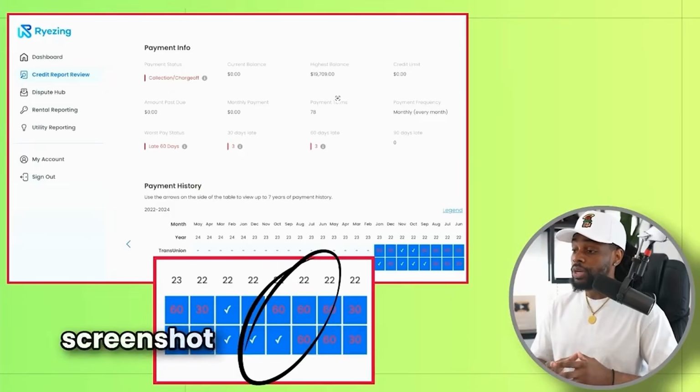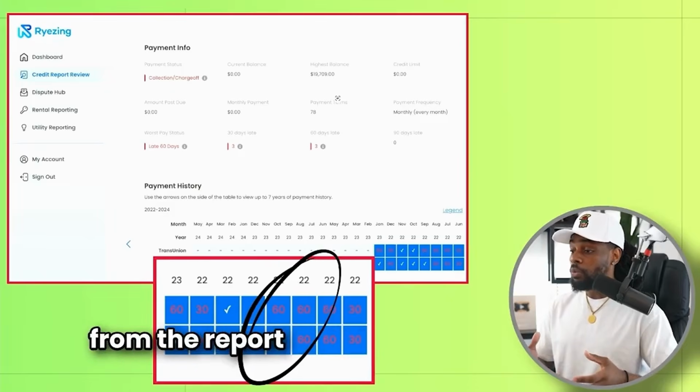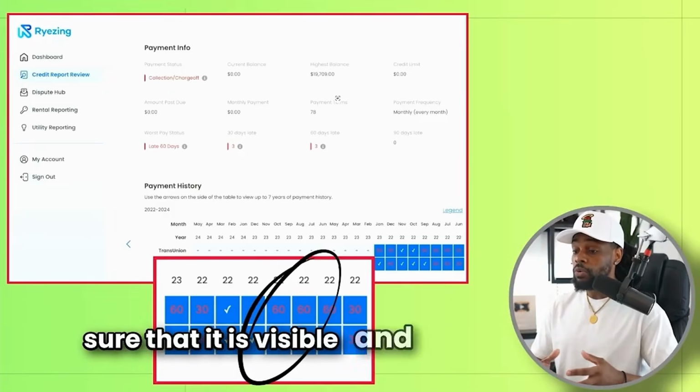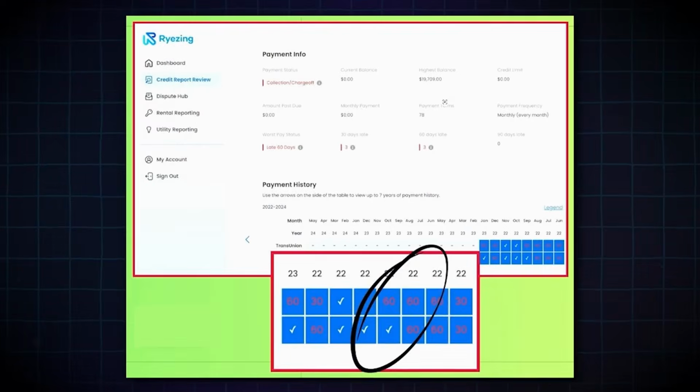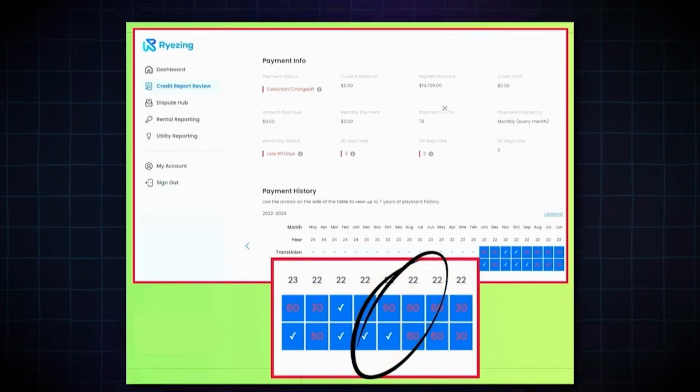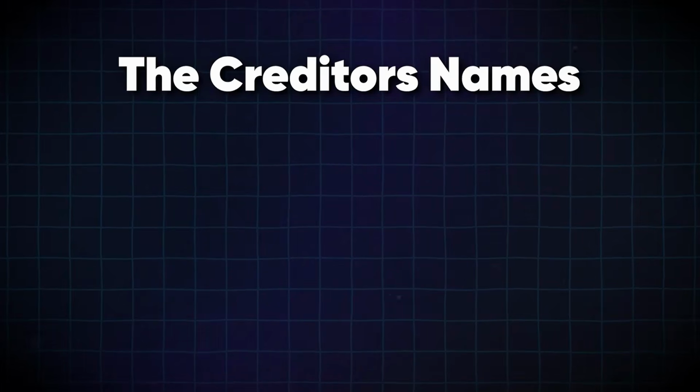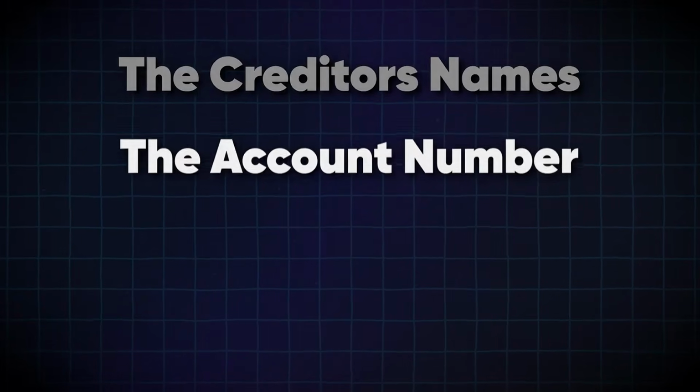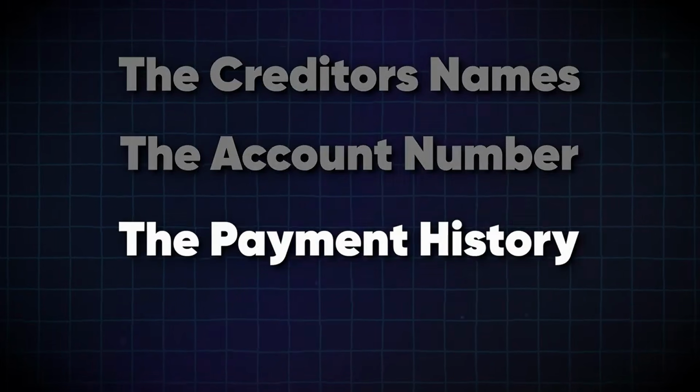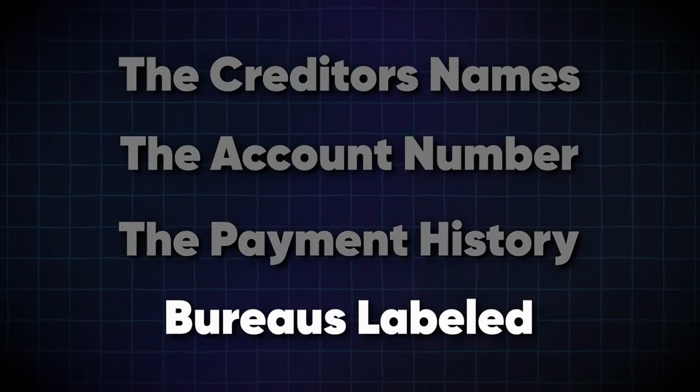Now, when you take your screenshot or you download it from the report page, make sure that it is visible and you can actually see this. So in this example, I did a screenshot, but then I also did another screenshot and made it smaller, and then I circled it. And in the screenshot, you want to make sure that it shows the creditor's name, so it's obvious which account you're talking about, the account number as well, the payment history grid, which is shown right here, and then ideally you want the bureaus labeled so that it's very clear and obvious what you're disputing.